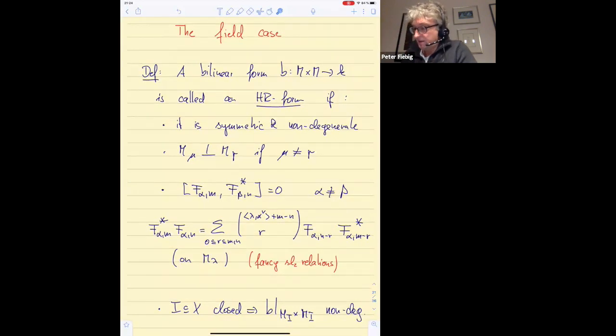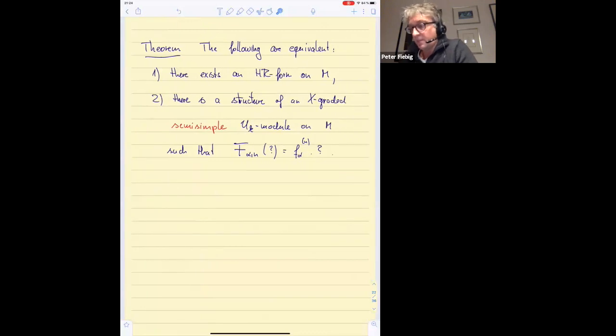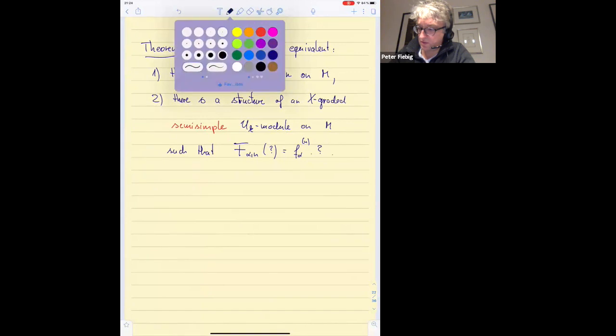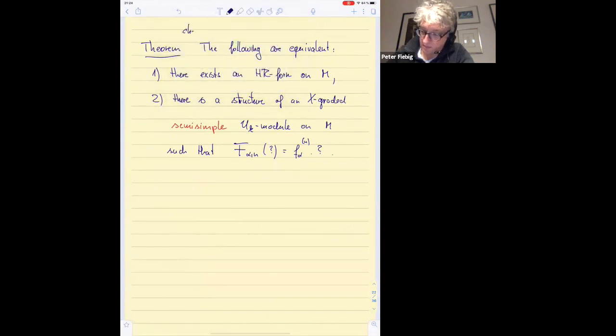And then the theorem is again just the same. The existence of an HR form is equivalent to the existence of a structure of an X-graded semi-simple UK module on M. Oh, I think I have to exclude characteristic 2 here. So a semi-simple UK module on M such that these operators determine the action of these nth divided powers of F alphas.